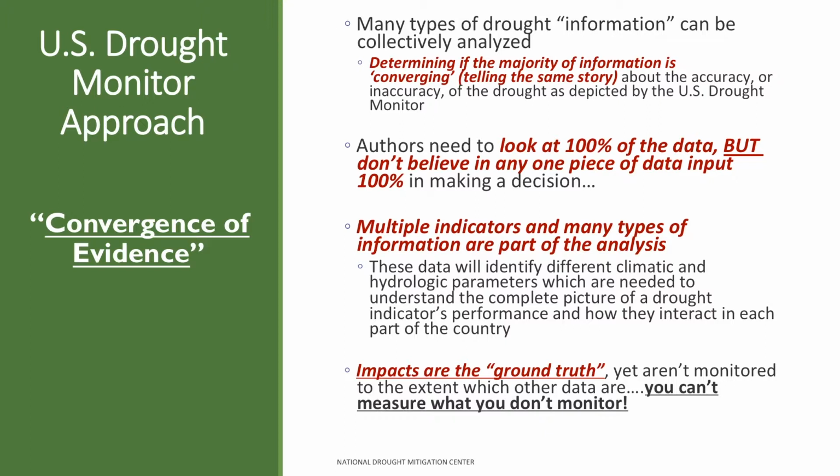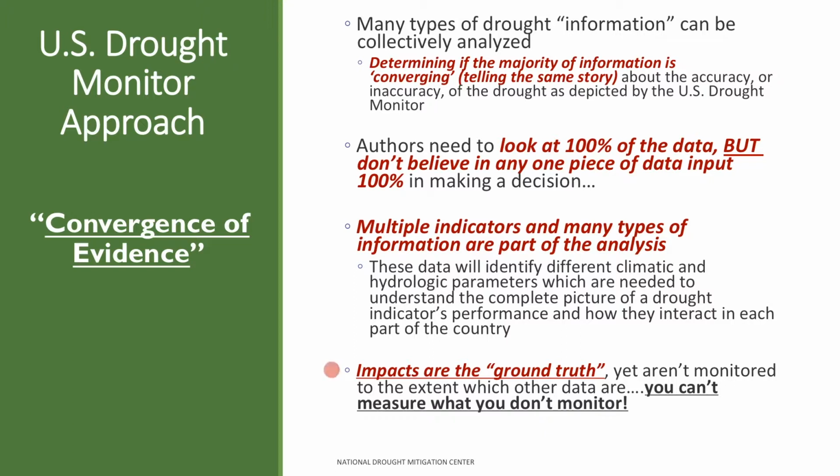So again, this goes into that idea that many types of data are analyzed, but we just don't focus on a single piece of data. We try to look at everything, but in looking at everything, we don't let one piece of information, one piece of that pie, drive the depiction. Multiple indicators and many types of information are part of the analysis. Again, as data has become more available to us, we're bringing this into the process and we're using it.